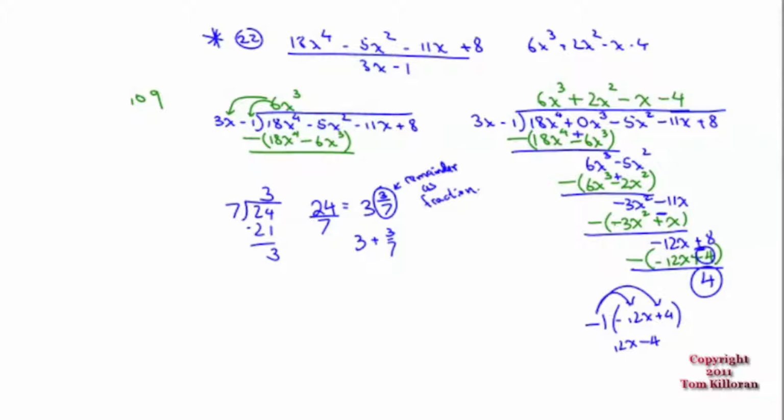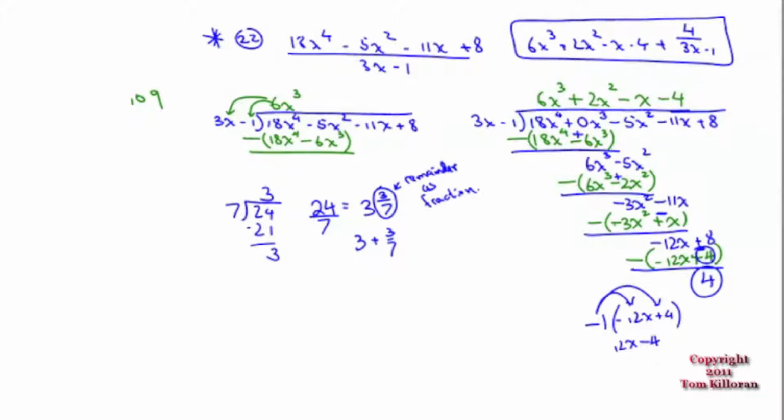So what's my final part of the answer? Well, it's the quotient plus this divided by 3x minus 1. You write it plus 4 divided by 3x minus 1. You can't just write a big R. Nope. We're out of 4th grade. You have to write it properly. That is the proper way of writing the answer.